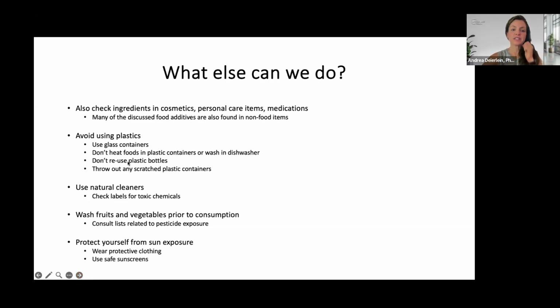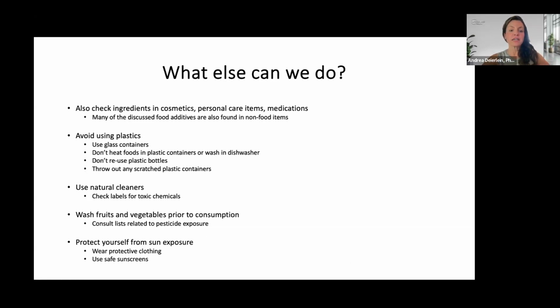And then lastly, I just wanted to say that there are other things we can do in terms of checking ingredients on cosmetics and hair, household cleaning items and personal care items, avoiding plastics, using glass containers, trying to use natural cleaners and avoiding toxic chemicals. Not all pesticides are going to be removed with washing fruits and vegetables, though there is some evidence that it does help in certain cases.